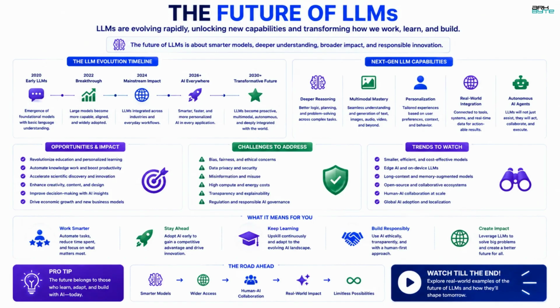LLMs will connect with your apps, tools, databases, and devices to complete tasks, not just text. This leads to AI agents that can plan actions and automate workflows. The opportunities are huge: better education, higher productivity, faster research, stronger creativity, and smarter decisions. But challenges remain: bias, privacy, misinformation, transparency, regulation, and compute cost. Responsible AI will be critical.